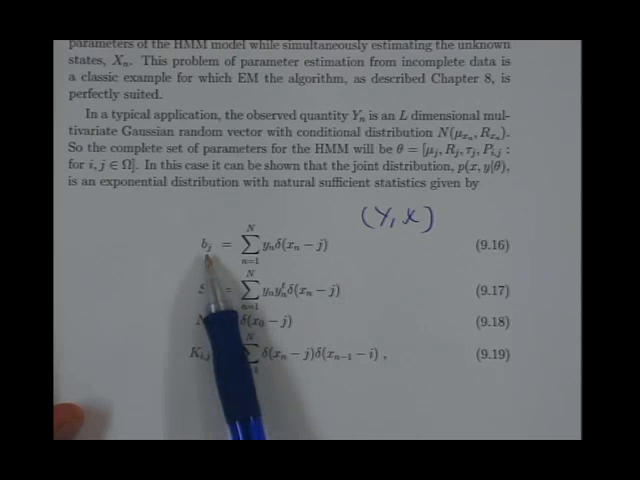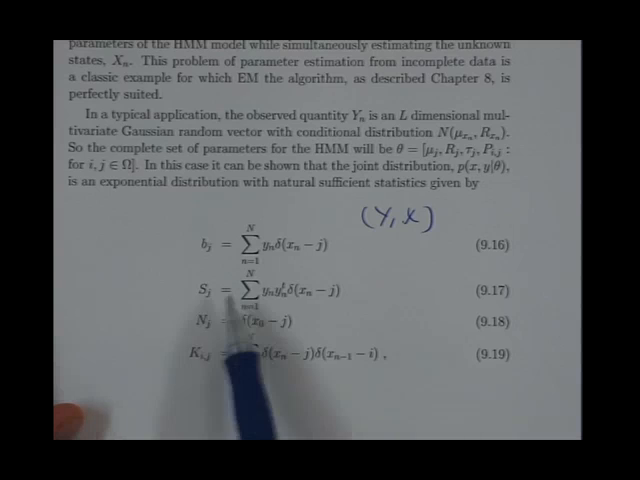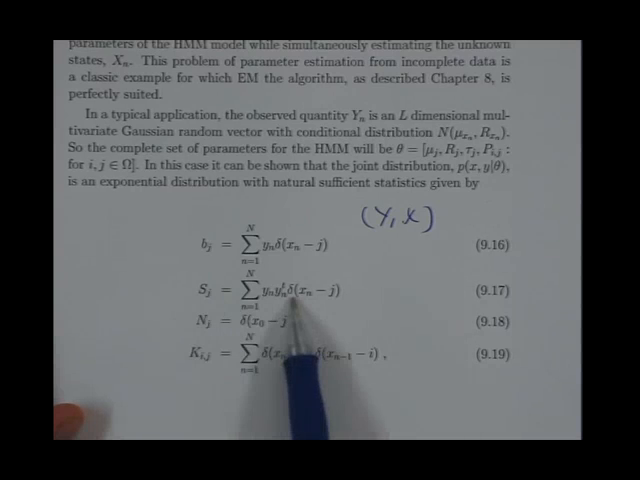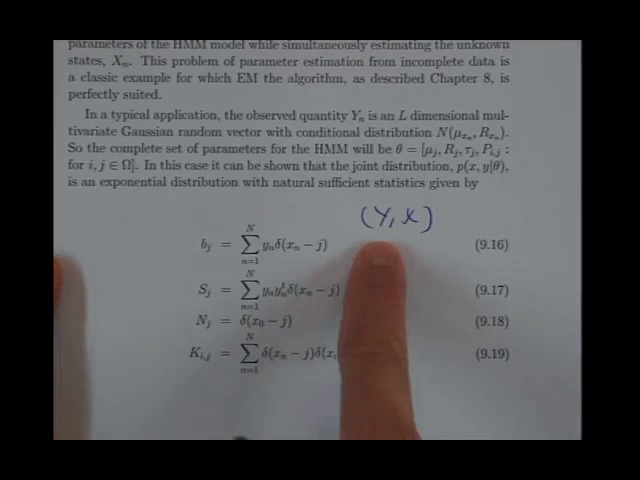The natural sufficient statistics for that exponential distribution are given by equations 9.16 through 9.19. There, you basically count the number of times. The b_j here is the sum of the y's associated with each class. The x is the sample covariance associated with these classes. This is for the vector case. The n counts the number of times that the first thing is equal to state j, and the k on j is a histogram of the pairs of states, because you need pairs now since it's a Markov chain. So these are the sufficient statistics for the complete data.